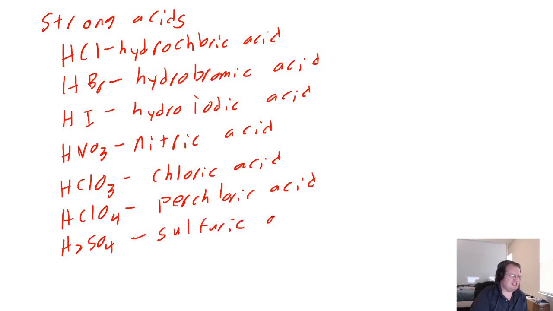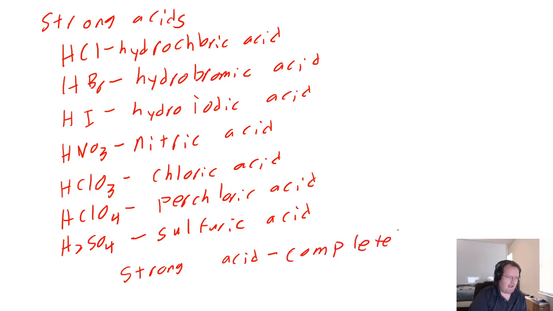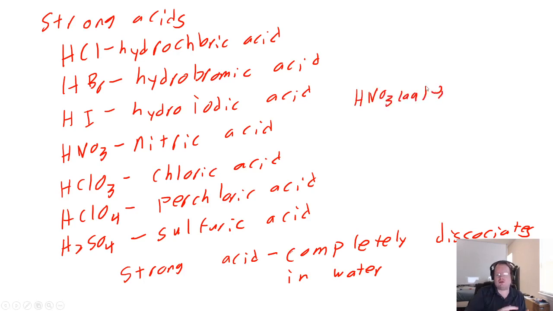So what does it mean when I say these are strong acids? A strong acid is one that completely dissociates in water. So what do I mean by completely dissociates? That means that if I take, let's say, HNO3 and I put it in water, 100%, or so close to 100% that it might as well be 100%, basically all of them turn into H plus and NO3 minus.